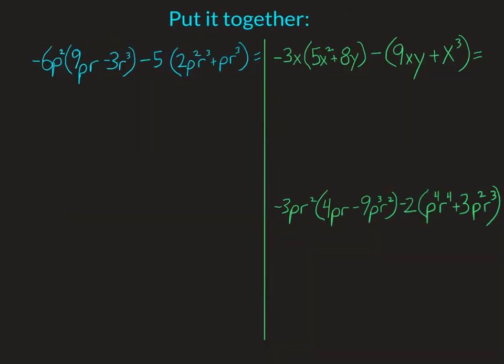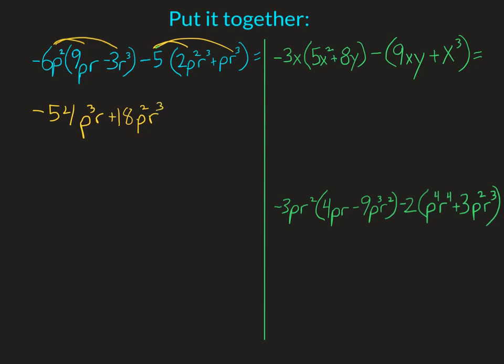All right, put it together, just a little bit of both. You've got some distributing along with some like terms to add up. We've done these in class before. I think it's pretty straightforward. So negative 54, and then count them up. I got 3 total p's and an r. Positive 18, and 2 p's, 3 r's.